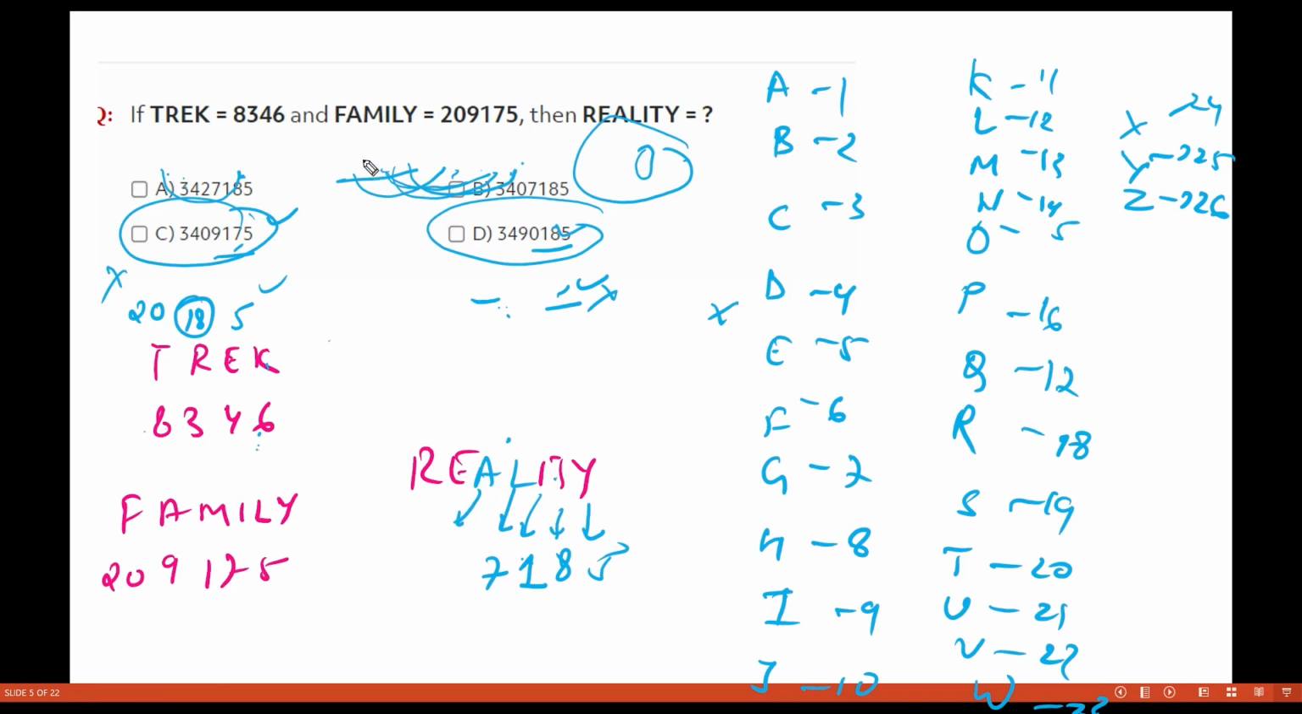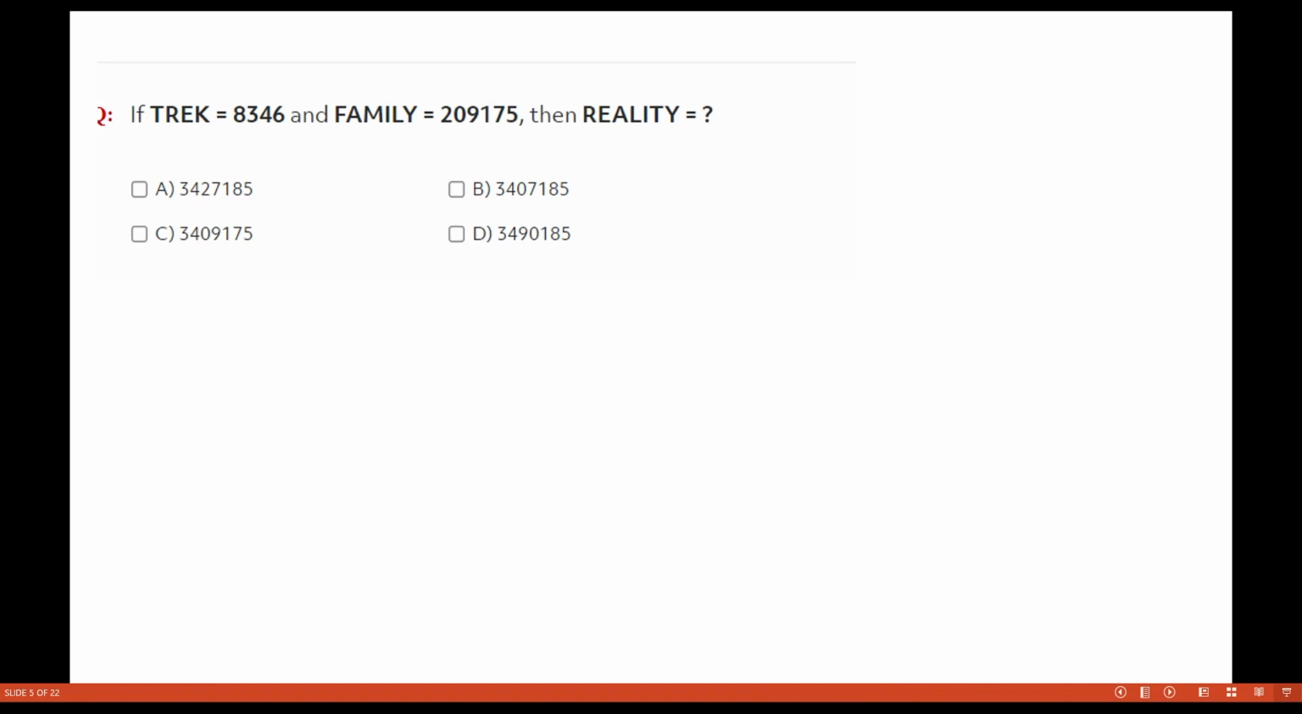Now A is what? A corresponds to 0. So 0. E is what? E corresponds to 4. So 4. R is what? R corresponds to 8. So 8. No, R corresponds to 3, so 3. Okay, so then you get 3407185. So this is your answer. You don't need this, because this track and family is giving you sufficient information to make reality. Okay, so these are the easiest questions, but these come in UPSC.